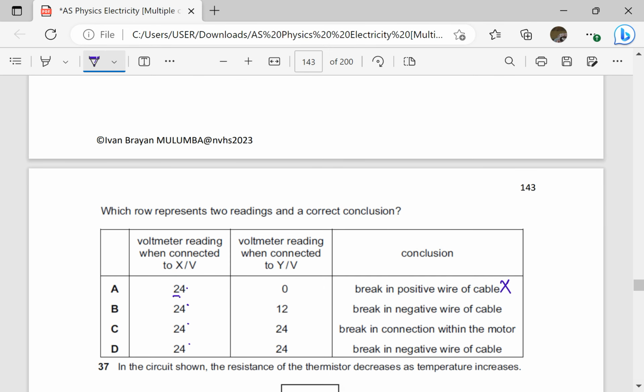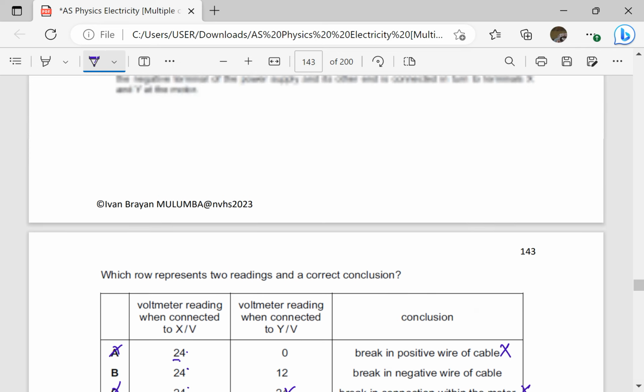Let's check here. Where there is a break in connection within the motor, Y would be at 0. Here they're showing Y is at 24. It can't be at 24, yet current is not moving through the motor. So this one is also out. So we have eliminated A and C.